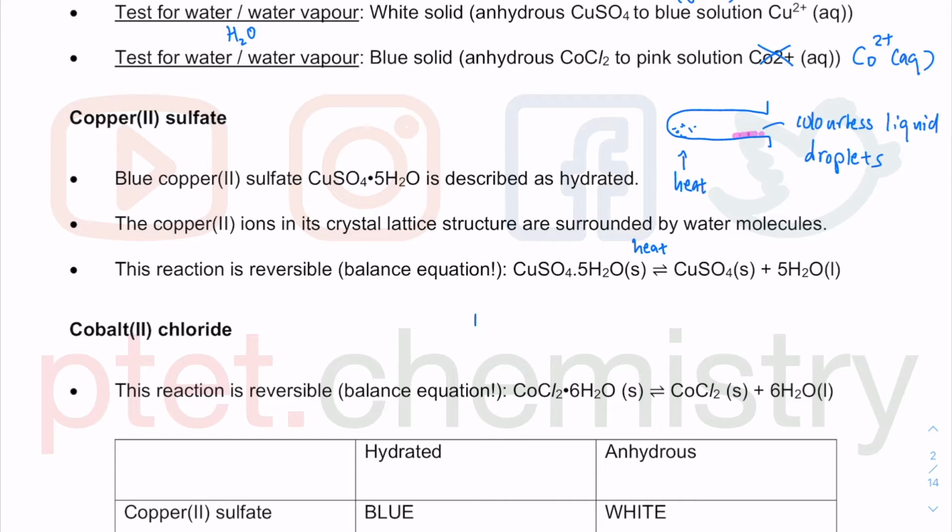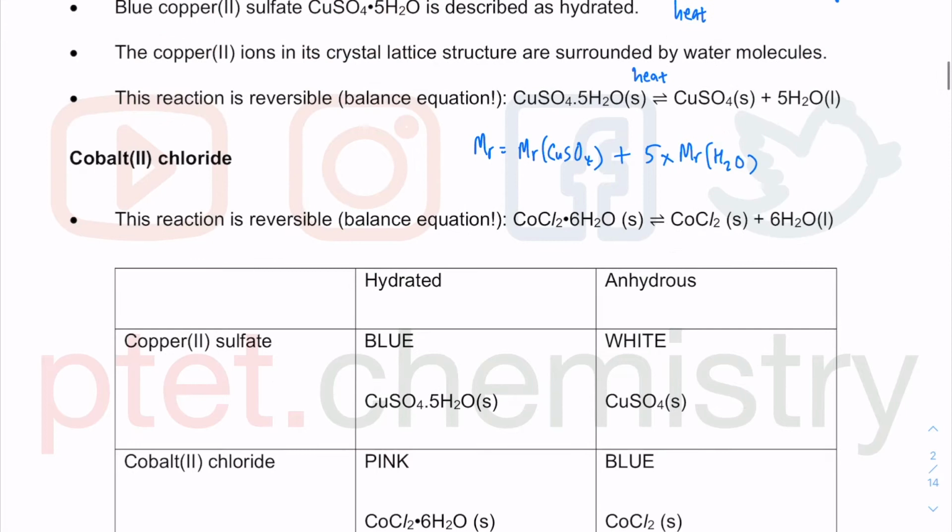When you calculate the Mr, it is going to be the Mr of CuSO4 plus 5 times the Mr of H2O, because you have dot 5H2O, so you have 5 water molecules like that. And of course, balance the equation with 1 CuSO4 and 5H2O being kicked out. Cobalt(II) chloride similarly is a reversible reaction, so you can go from left to right, right to left. Balance the equations. Cobalt(II) chloride hydrated has 6 waters of crystallization. Copper(II) sulfate has 5 waters of crystallization.